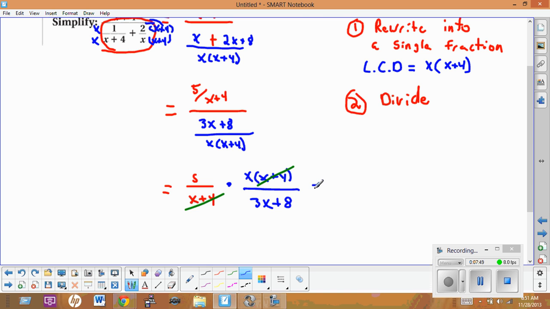So this will equal 5 times x, or 5x, all over 3x plus 8. And there is our simplification of the complex fraction. Okay, I'm going to go ahead and pause the video, or actually you pause the video and answer some questions on this problem. When you're done, turn the video back on and we'll go on to method number 2. So let's go ahead and do that now.